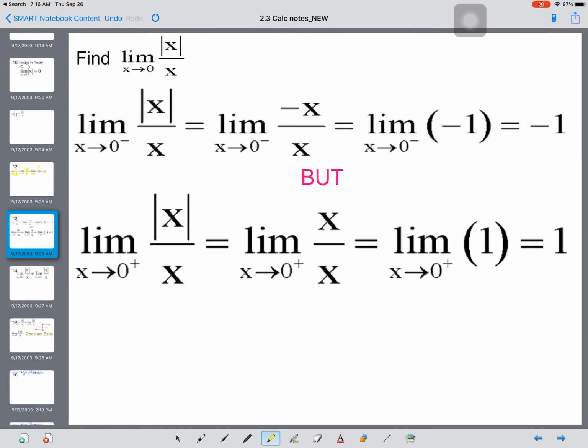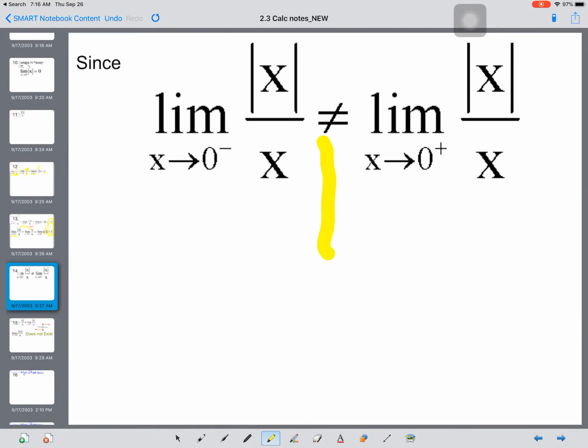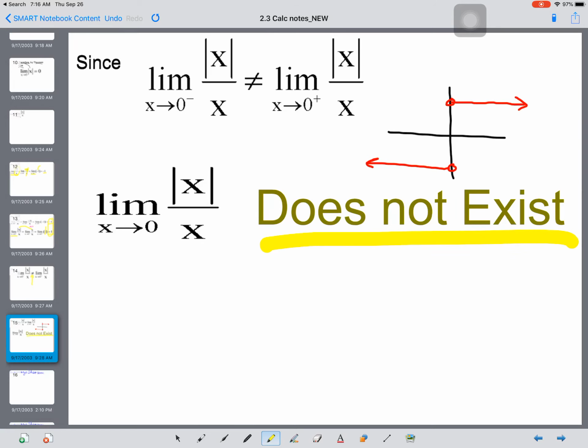Let's take a look at what's going on from the right. As I approach from the right, then the absolute value is just x, and x over x is 1. So look at what's going on here. From the left, the function's approaching -1. As you come from the right, it's approaching +1. Therefore, the left and the right don't equal each other, so you can simply say the limit does not exist. Graphically, this is what it looks like. As I approach from the left and the right, I'm getting different values, and therefore the limit doesn't exist.